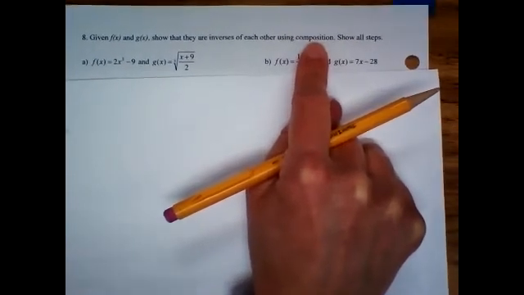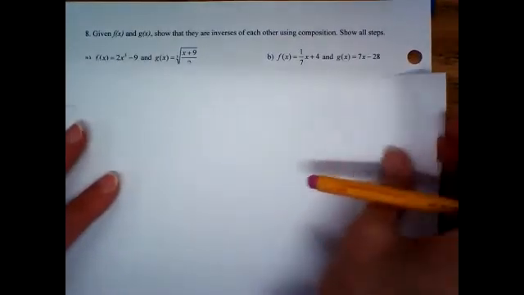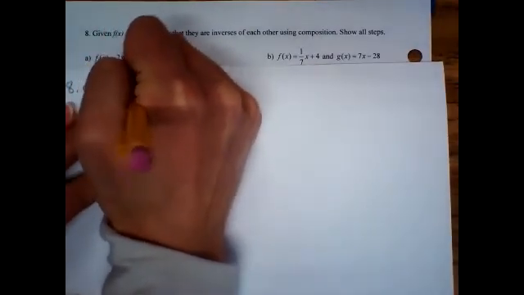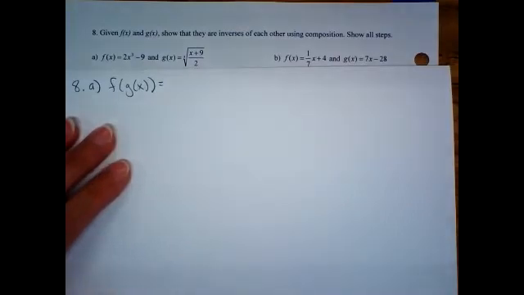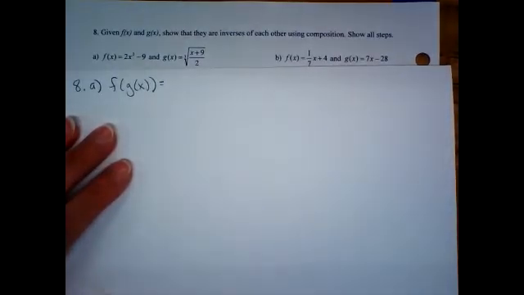All right, plug one function into the other. So you're going to show that they are inverses using composition. You're showing that everything cancels out. So first we're going to find f of g, then we'll find g of f. Yes, everything's going to cancel, but you have to show me what order it happens in. So you're going to have to show me the order of the steps.